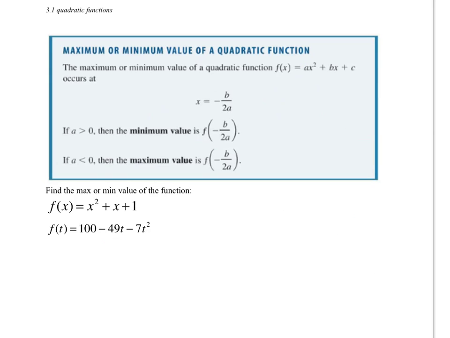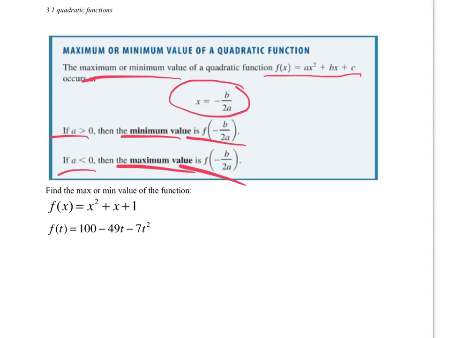The next page, we have finding the maximum or minimum value using a different method, and that is if the quadratic function is in our other standard form that we had before, where we can recognize the constants a, b, and c, then we know that the maximum or minimum, whatever it is, occurs when x equals -b over 2a. If a is greater than 0, it's a minimum, and it's f of -b over 2a. If a is less than 0, it's a maximum, which is f of -b over 2a.